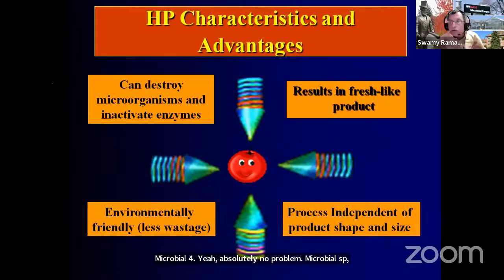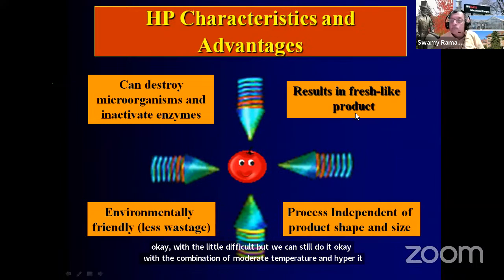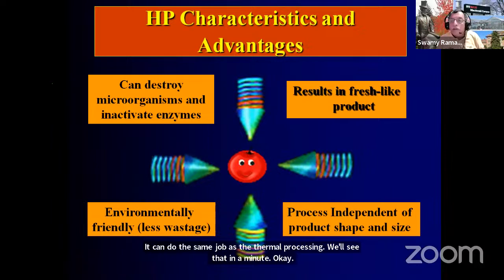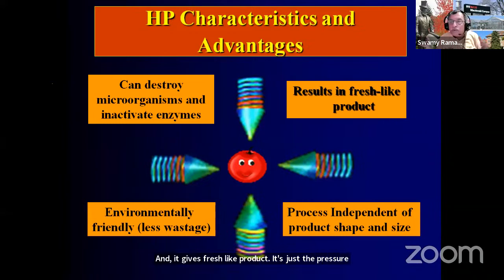And it gives a fresh-like product. It's just the pressure, not the temperature. So after processing, it just looks like raw. If you process orange juice, it will be just like fresh orange juice, but it can be preserved for 6 weeks, rather than 2 days, after which orange juice will lose its flavor.